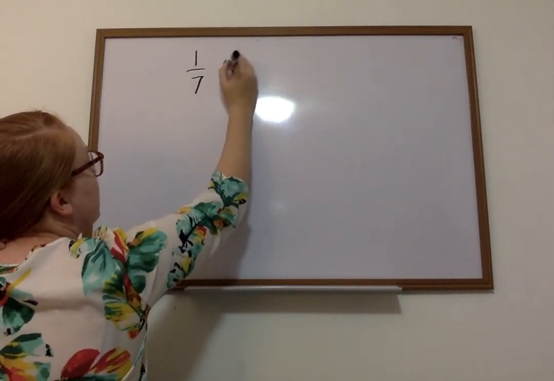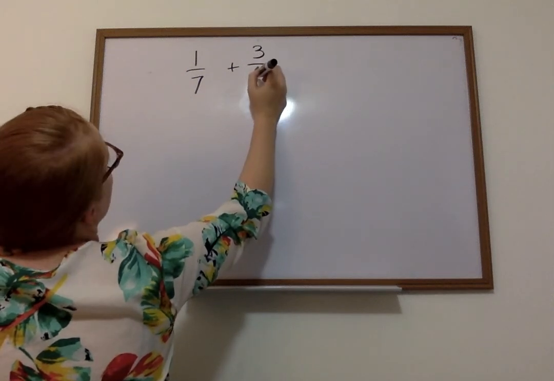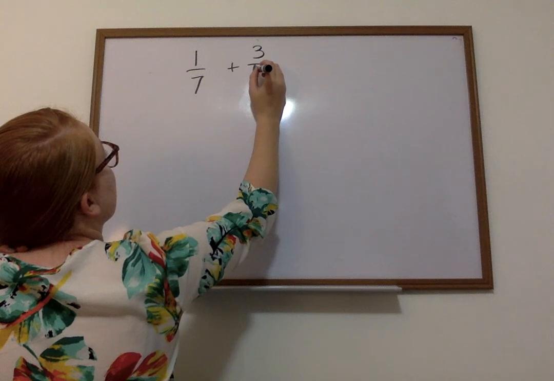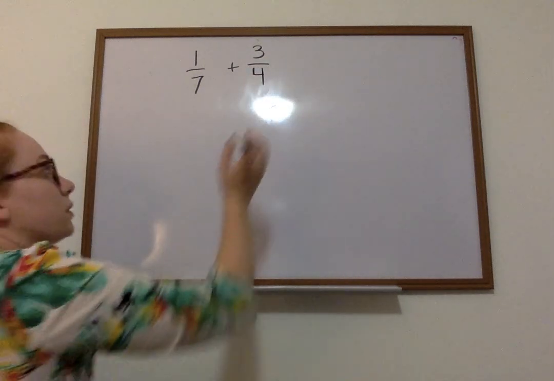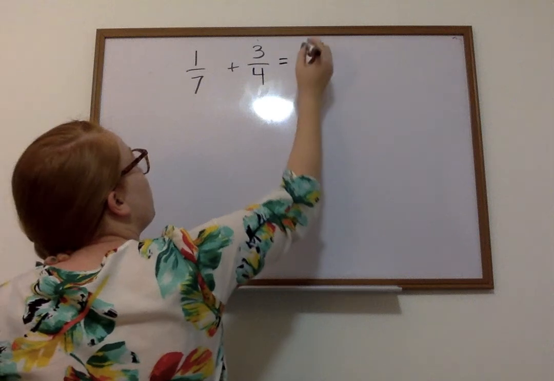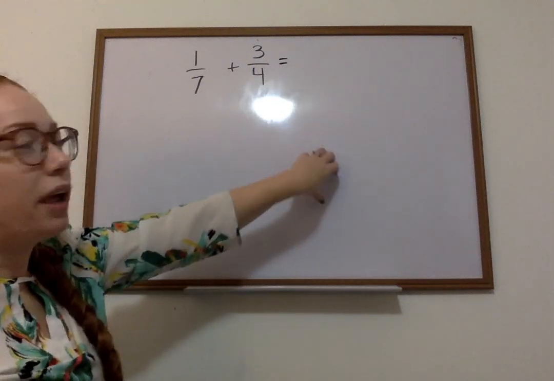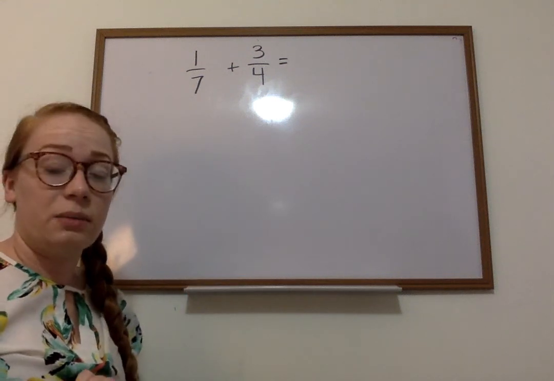1/7 plus 3/4. This is the equation I'd like you to do. I need you to show all of your work just like I did in the video, find your final answer, and then see if it would need to be simplified or not, and then hand it back to me.